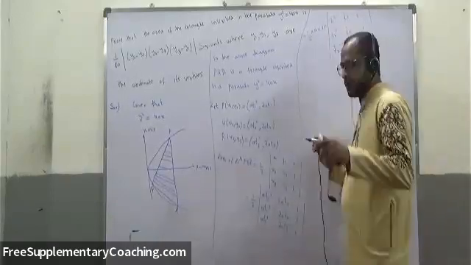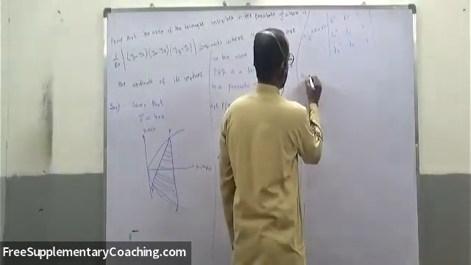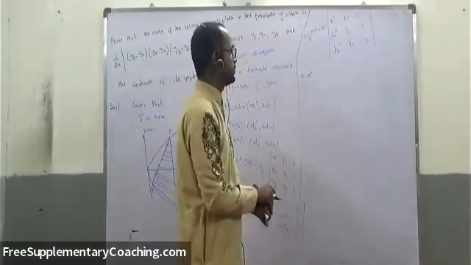A into A is A square. So in the numerator, what we are getting? We are getting A square, keep it as it is. Okay, see here.